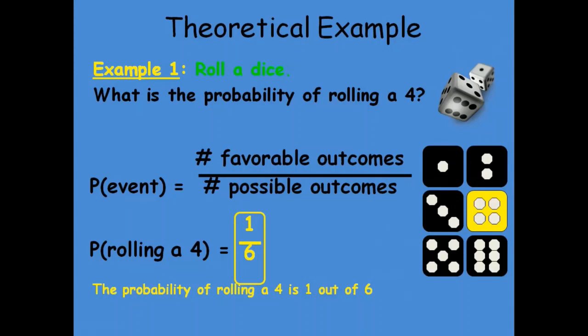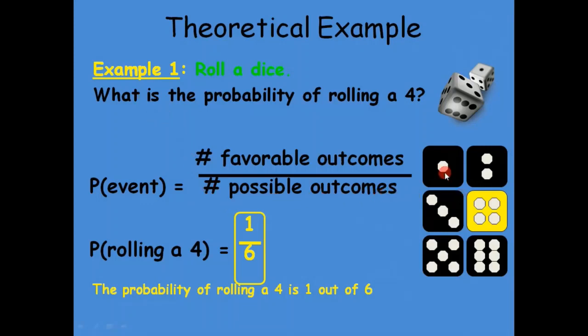Now come to theoretical example to solve questions. For example, roll a die. What is the probability of rolling a 4? Meaning, when we roll a die, what is the probability that 4 will occur? Now our favorable event is 4. So the formula is probability of event equals favorable outcomes divided by possible number of outcomes.